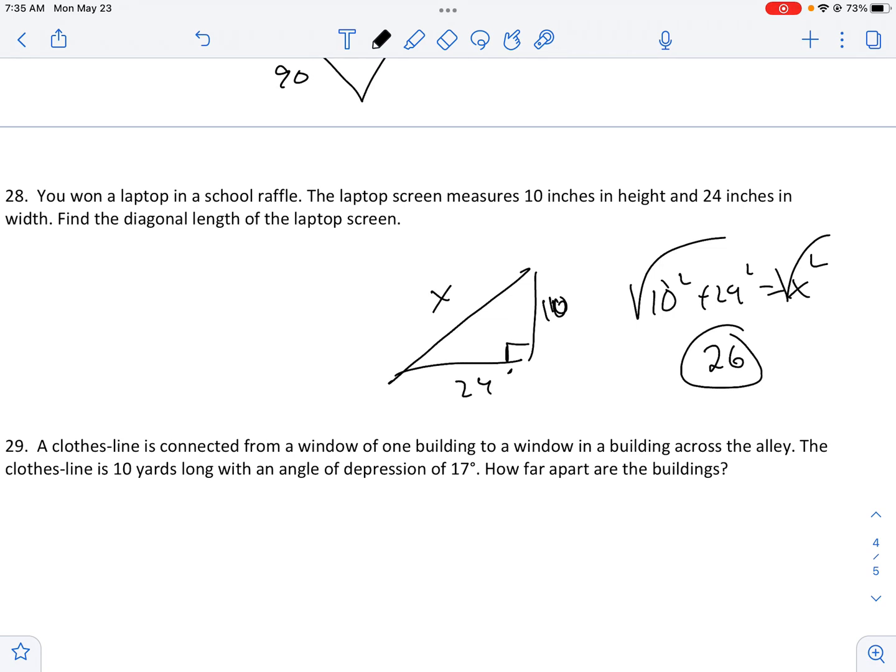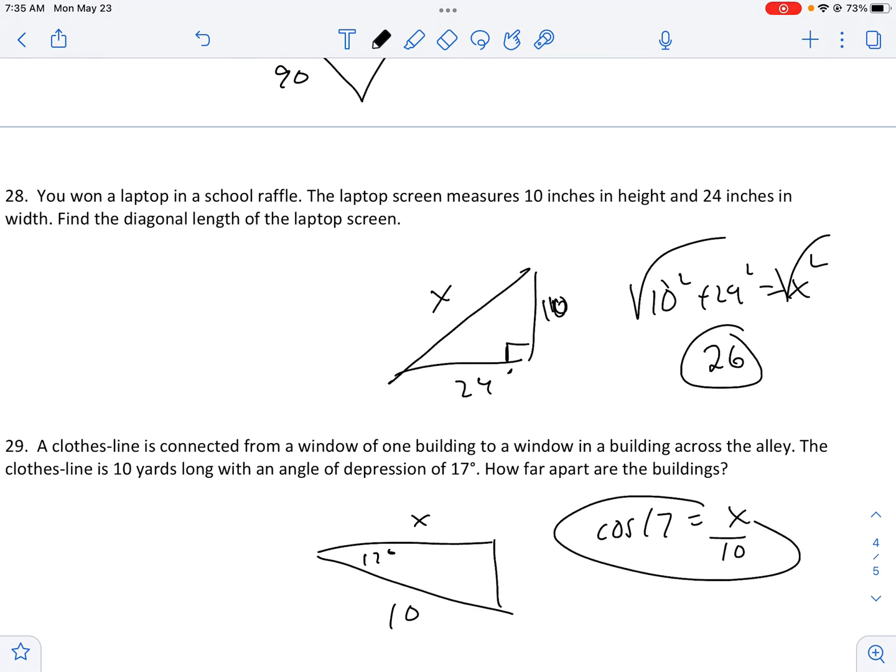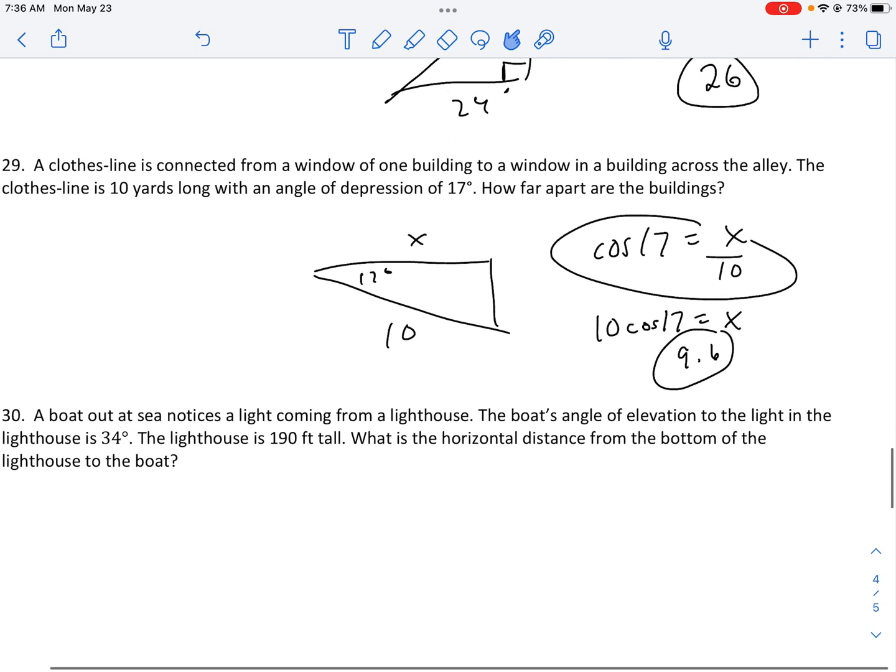A clothesline is connected from a window of a building to a window in a cross alley. The clothesline is 10 yards long. The angle of depression is 17. How far apart are the buildings? Okay, well, if we look, we've got cosine 17 equals x over 10. We can cross multiply here. I guess I'll do this whole one this time for you. Feeling kind of nice. So 9.6.